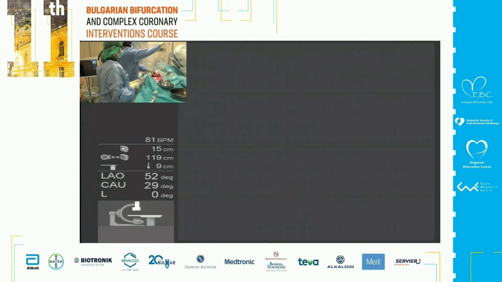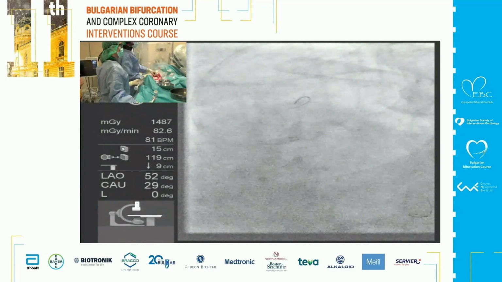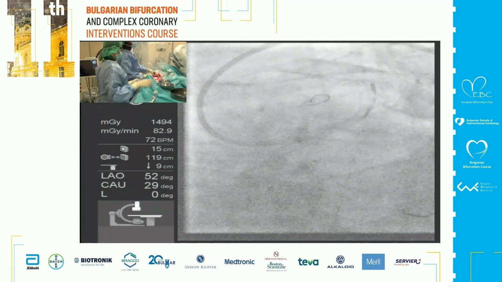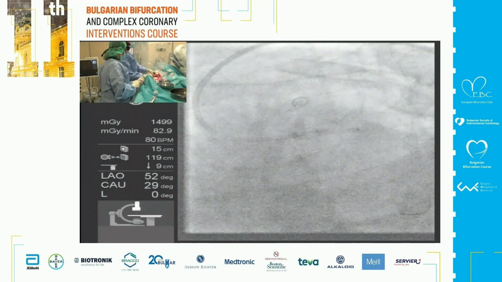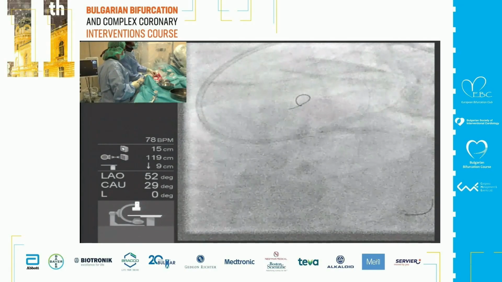Wait a moment. Actually, as Ravi just said, made IVUS. Yes, that's good. You can go up to 2, 4, 6, 10, 12, 14 atmospheres. My feeling about bifurcation is down.